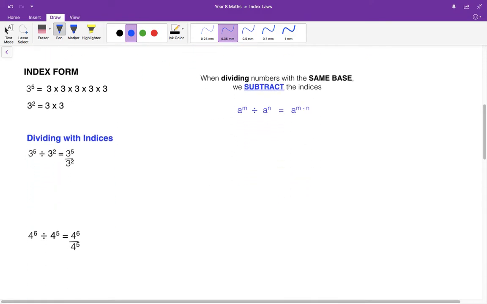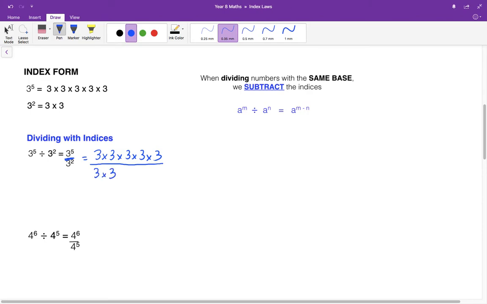So what happens now if we want to deal with situations where we're dividing in index form? As a reminder, 3 to the power of 5 is just 3 multiplied by itself 5 times, and 3 squared is 3 times 3. So let's pretend we've got 3 to the power of 5 divided by 3 to the power of 2. Now I'm going to write this as a fraction because the fraction line means divide, and it's much easier to work out. So visually, if we expand this, we've got 3 times 3 times 3 times 3 times 3 on top of our fraction, and at the bottom we've got 3 times 3.